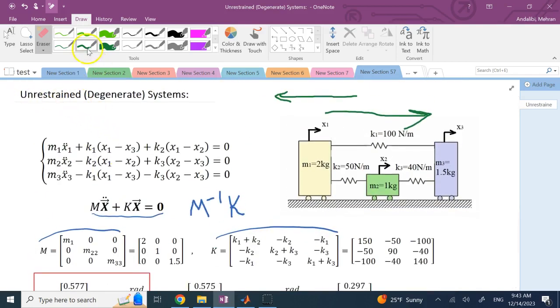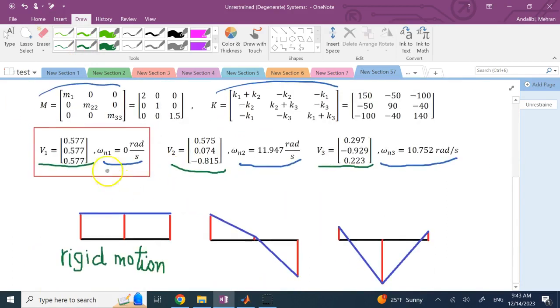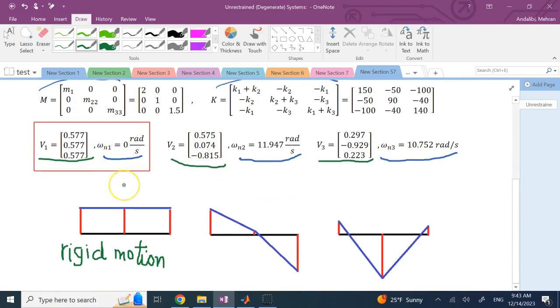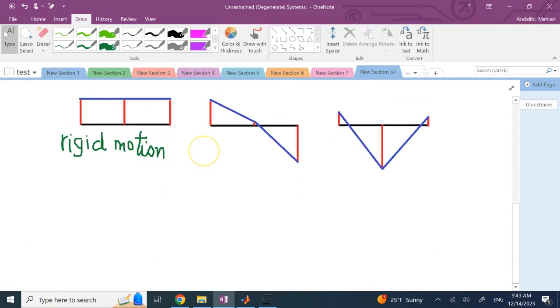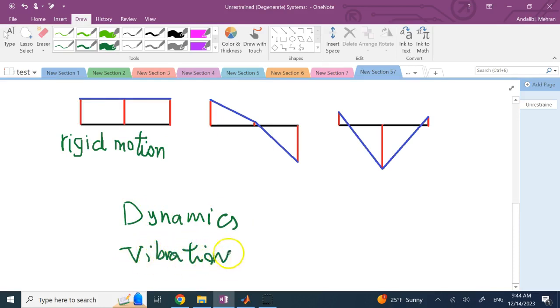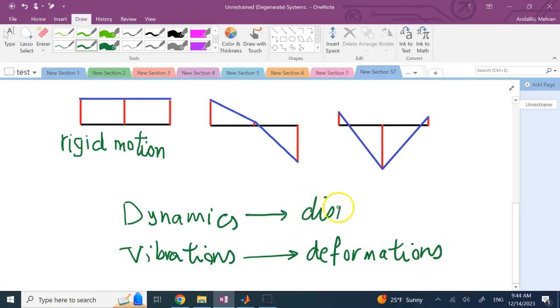So this system is what we call an unrestrained system or degenerate system, where you have one frequency of 0. Remember that in vibrations, we are talking about deformations. In dynamics, we are talking about displacement. So let me write it for you. Vibrations is about deformations. Dynamics is about displacement.